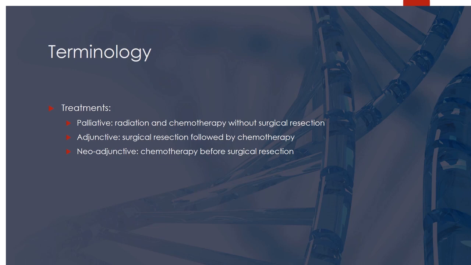What are the treatments and how do we define these? Well, there's palliative treatment where we're really not resecting anything surgically, but we're getting radiation and chemotherapy to try to shrink that tumor. Adjunctive is surgical resection followed by chemotherapy after, and neoadjunctive would be chemotherapy before the surgical resection.